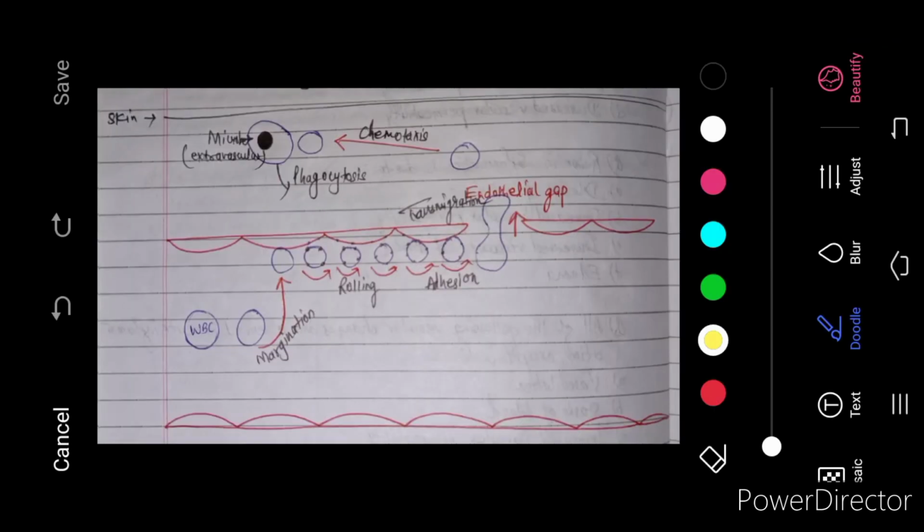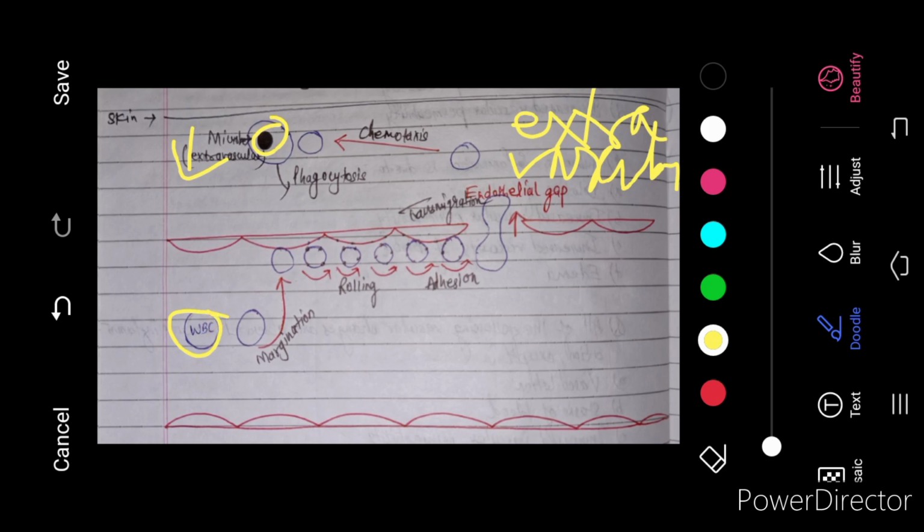Here you can see this is the blood vessel, and there is a microbe who has entered just below the skin. Microbe is extravascular, and you can see inside the blood vessel WBC is present, and we have already created gaps here by one of the following 5 mechanisms.